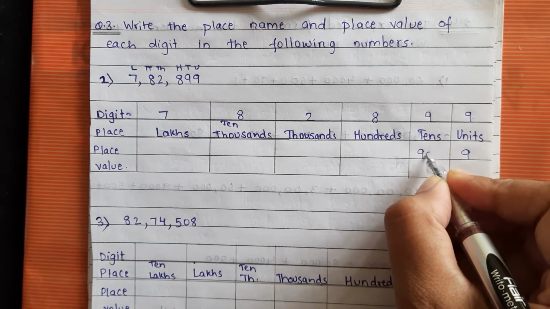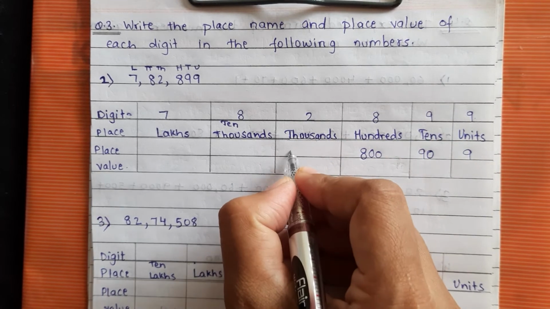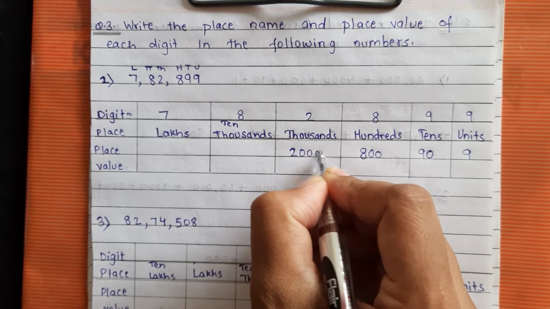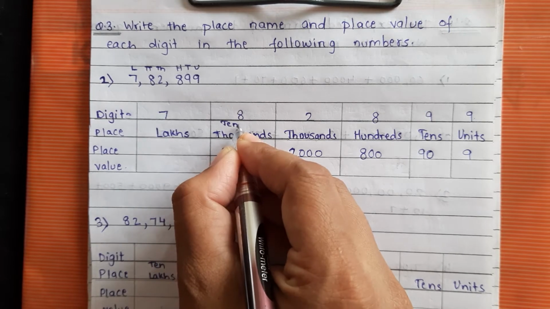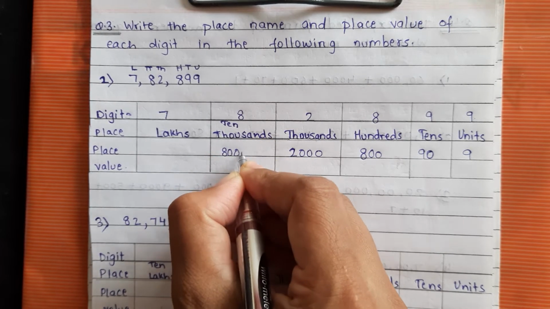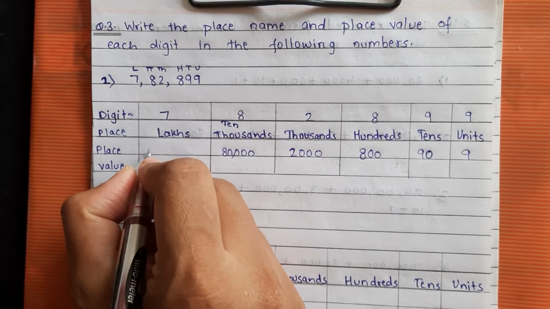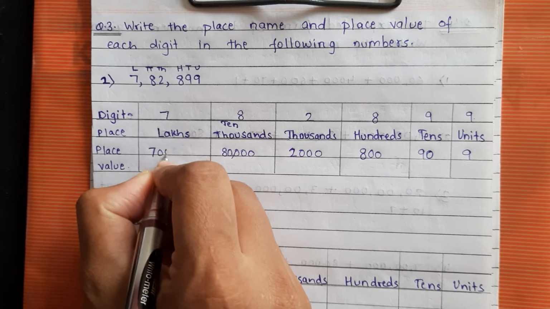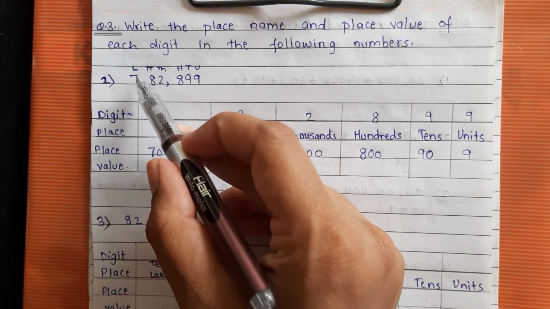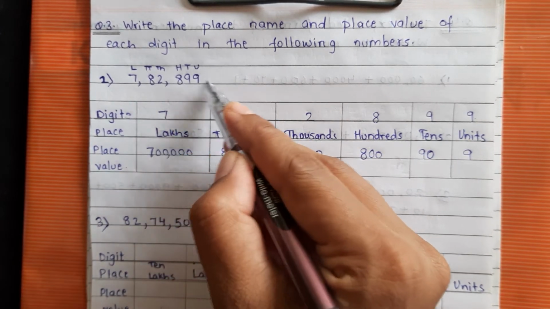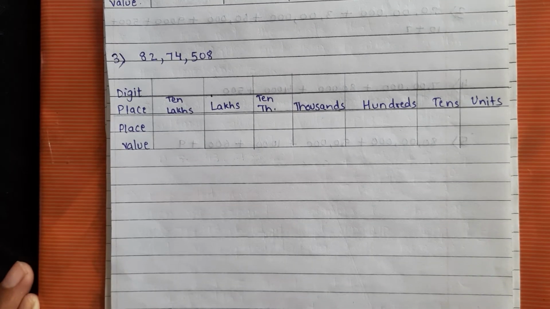9 tens are 90. Then 800 means 2 zeros. 2000, 1000 means 3 zeros. 8 tens of thousand, so 8 tens are 80, and 10,000 means 4 zeros. And lakhs means 5 zeros. Or the second method I told you: first write down this digit, count the number of digits after that and write that many zeros. You can solve this by both the methods.